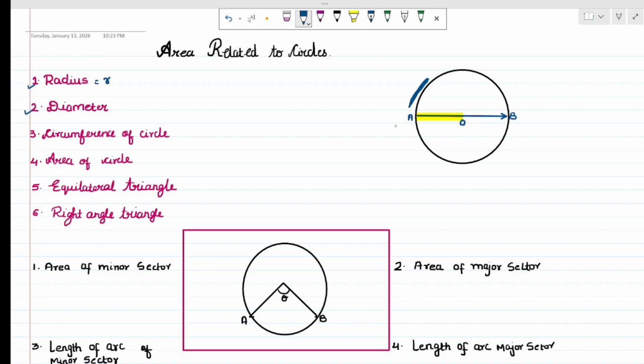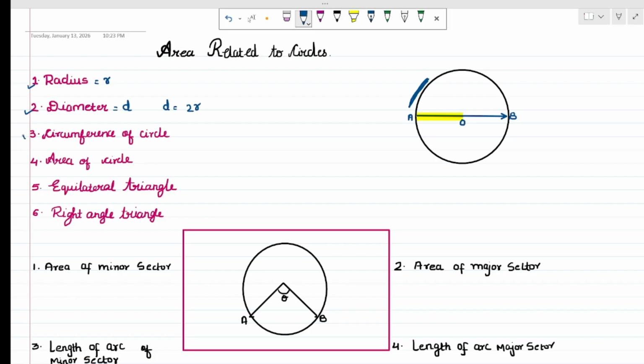One thing you should know, the diameter is always double the radius. That means it is always twice your radius. So if OA is our radius, twice of OA will become your diameter. It is denoted by D. Okay, it is denoted by D, and you should know that your diameter is equal to twice your radius. These two terms are clear.